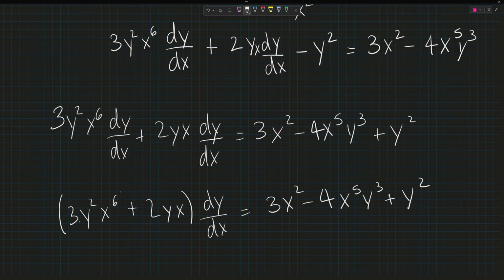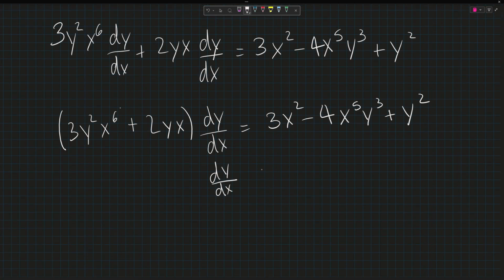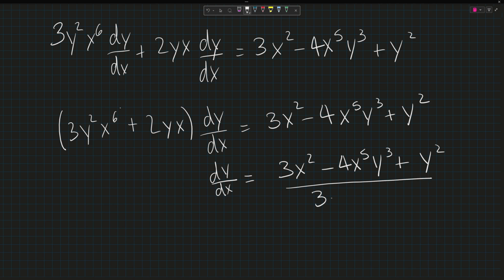And now we just divide this over this, and dy over dx ultimately is 3x squared minus 4x to the fifth y to the third plus y squared, all divided by 3y to the second x to the sixth plus 2yx. And that's all you need to do.